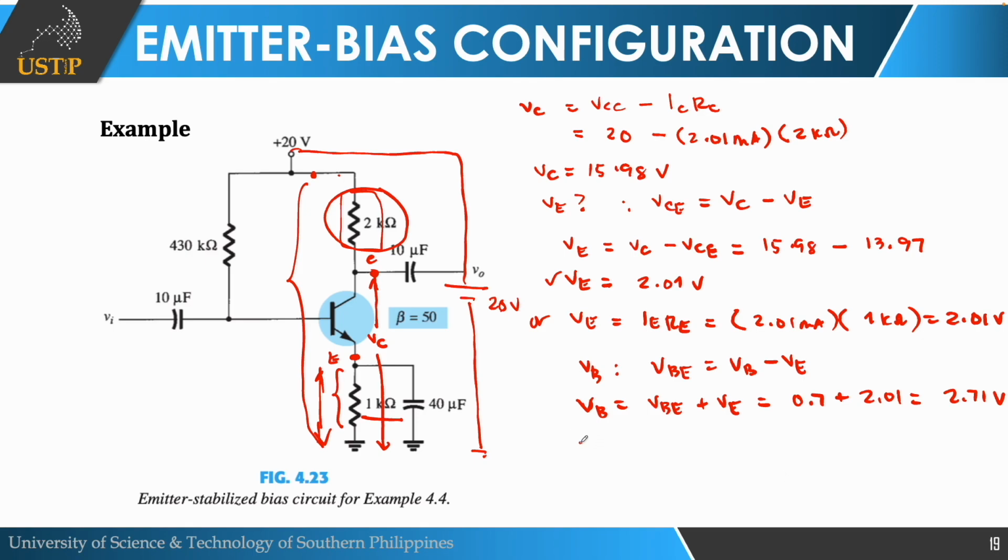And then lastly, we need to get VBC. So VBC is just VB minus VC. That is your VB, which is 2.71 volts, minus VC, this one, 15.98 volts. So VBC is negative 13.27 volts, which is again an indicator that the collector base junction is reverse biased. Okay, that's all for the emitter bias configuration.